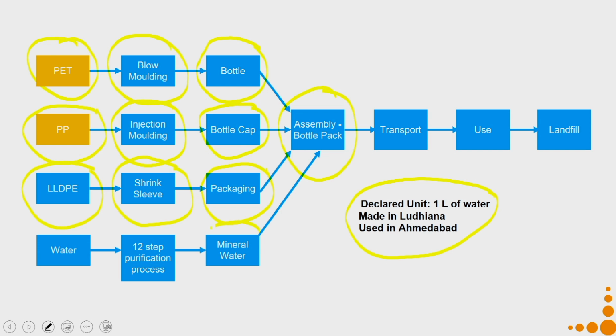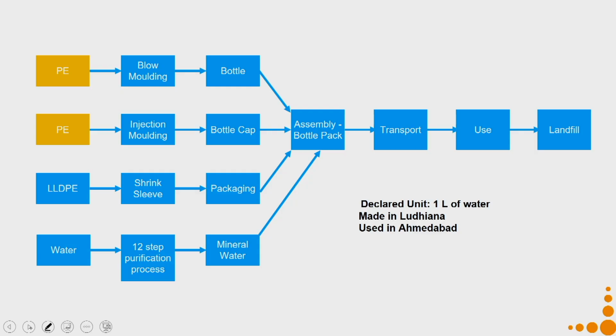Also, in the bottle I will have to fill up mineral water, and the mineral water will be purified using a 12-step purification process. Now, let us see how this whole system will look in the context of the polyethylene bottle. So, again my declared unit remains the same, that is 1 liter of water made in Ludhiana and used in Ahmedabad.